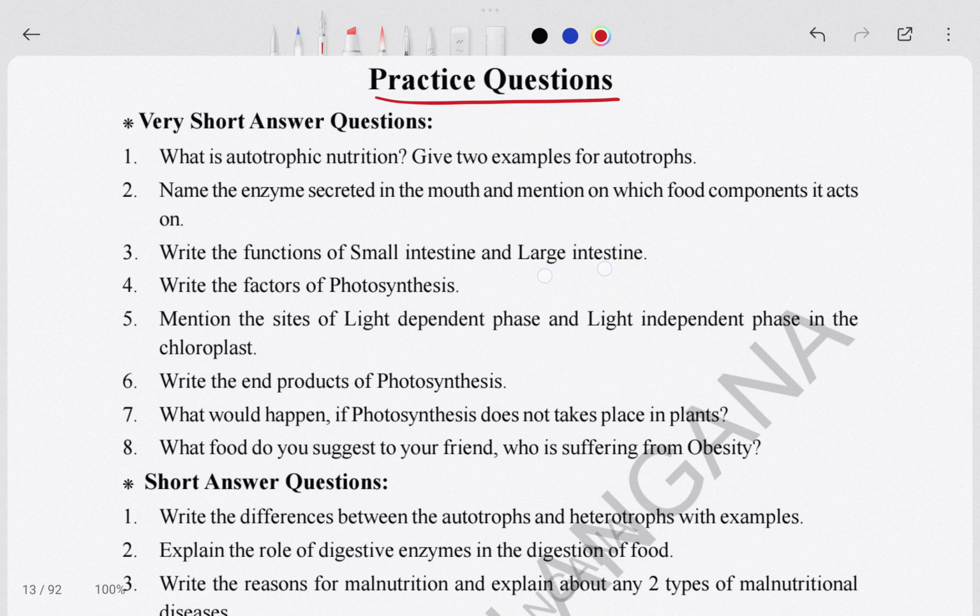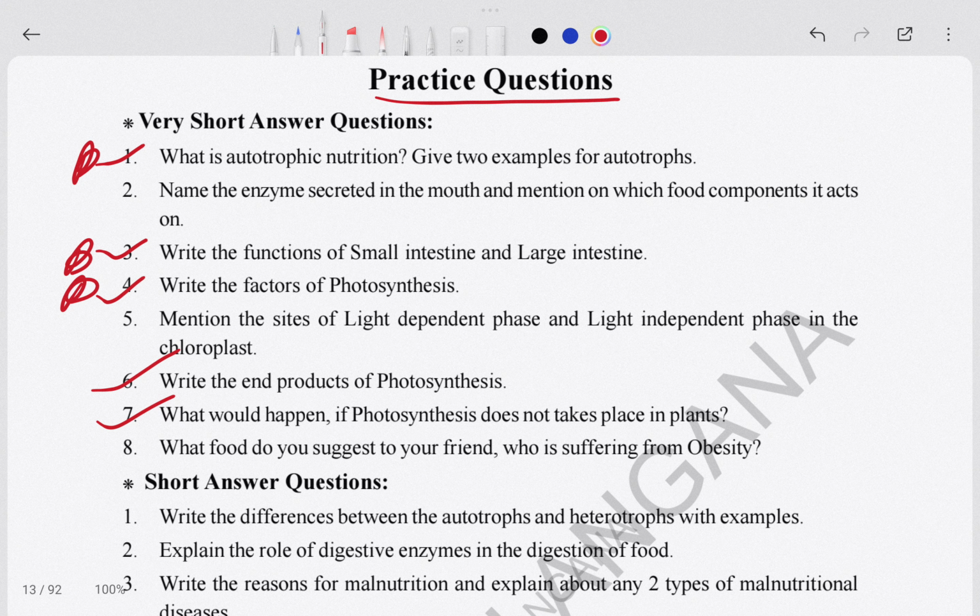Okay, so this is a very short question. What are autotrophic nutrients? So actually this is a very important question. Name the enzymes. Okay, write the function of the small intestine and large intestine. Second question is important. What are the factors of photosynthesis? Mention the light dependent reactions. Okay, write the end product of photosynthesis. Okay, what would happen if photosynthesis does not take place in a plant? Okay, so actually these are the important questions.